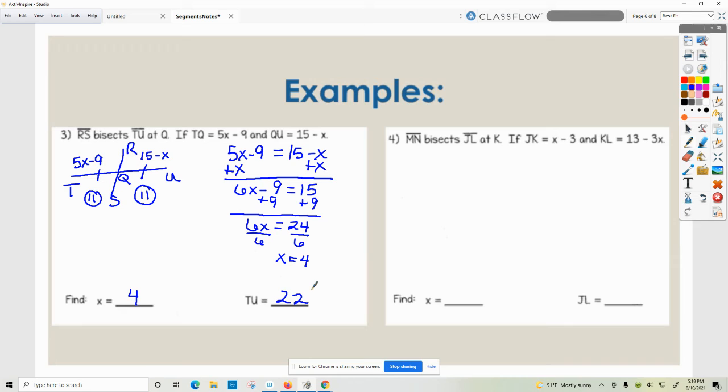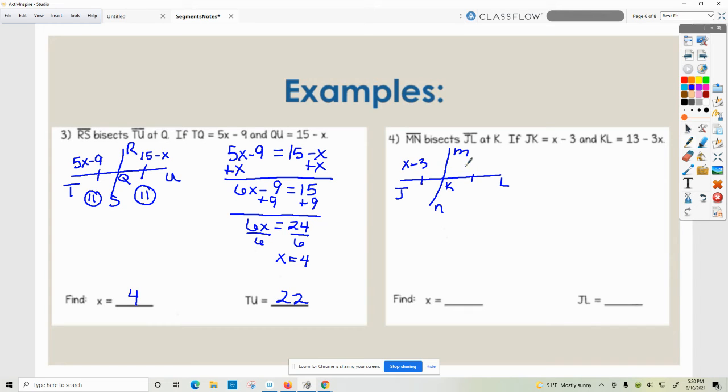Okay, doing the same thing on example 4. I have a segment MN that is going to bisect JL. So the first thing I want to do is get my little segment up here. JL. MN is going to bisect it at point K. And again, I might be a little bit off on my little sketch, so I'm going to mark it as being congruent. So J to K is that X minus 3.